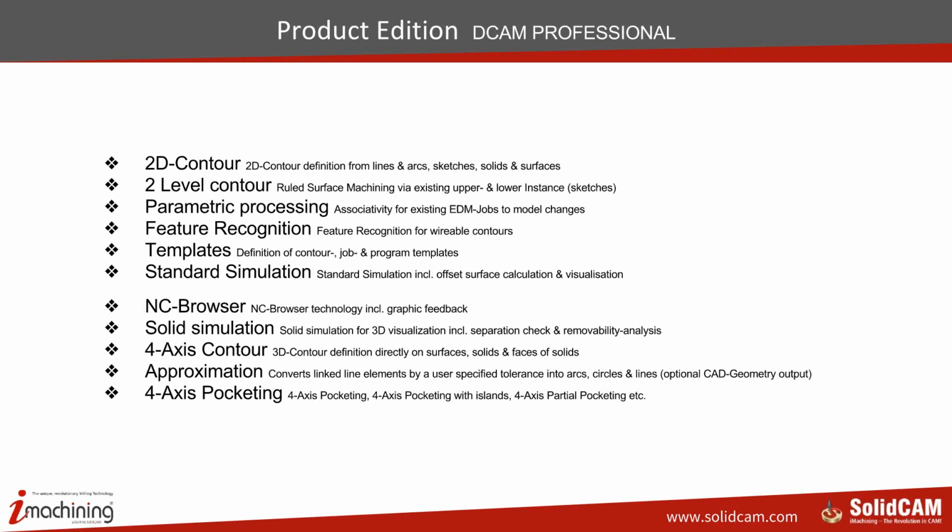Next one is approximation, which allows us to convert some arcs, lines, splines, etc., into small entities and lines in specified tolerance. And why do we need approximation? We need it because many machines do not run in 4-axis with arcs and circles. Therefore, we need to interpolate those segments in order to run the machine correctly.